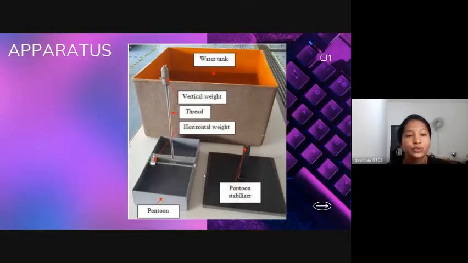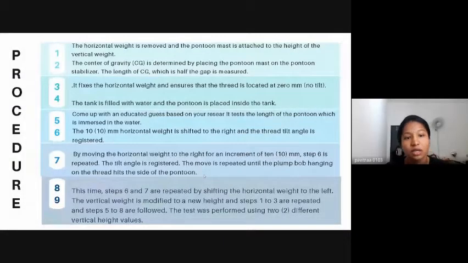The apparatus we used is pontoon and a pillar with horizontal and vertical weight, roller, pontoon stabilizer, and water tank. Next, the procedures are: firstly, the horizontal weight is removed and the pontoon mass is attached to the height of the vertical weight. The second step is the center of gravity, which is known as CG, is determined by placing the pontoon mass on the pontoon stabilizer.